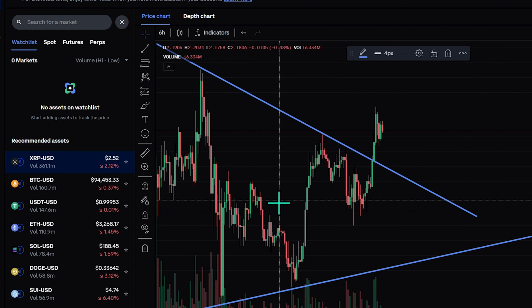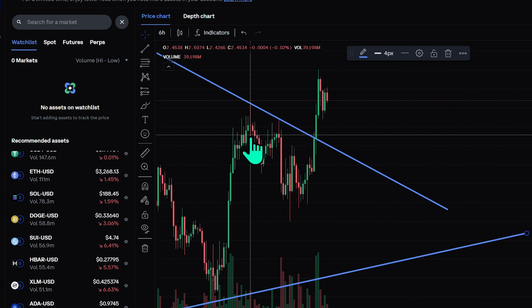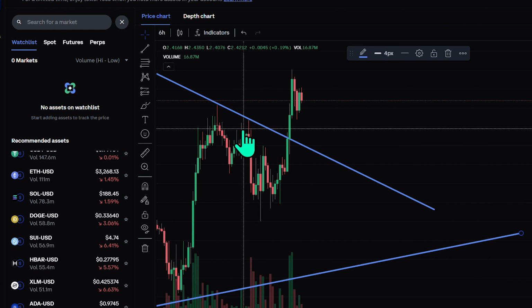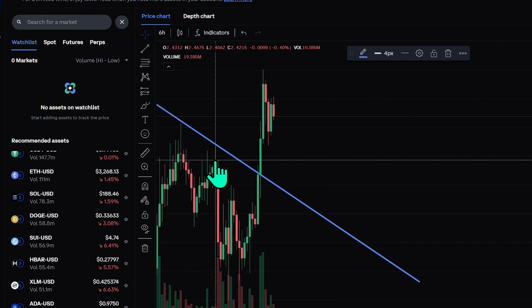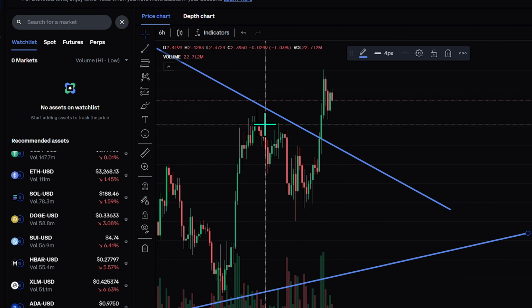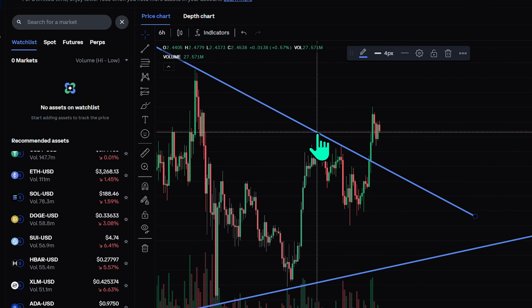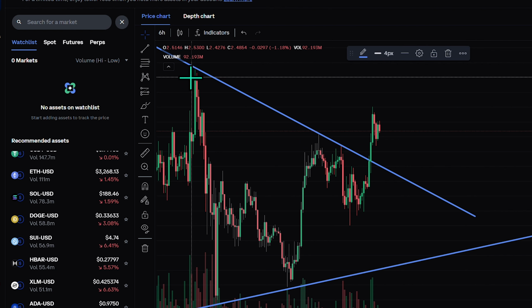What do I mean by the wicks? Well, you see that I'm not just paying attention to the body of the candle. If I zoom in here, you see the body, that's the fat colored part. I'm paying attention to the top of the actual wick. If you're not sure what a candlestick is, I've made tutorials on it in the past. I'm sure you could find it all over the internet if you just do a simple Google search.